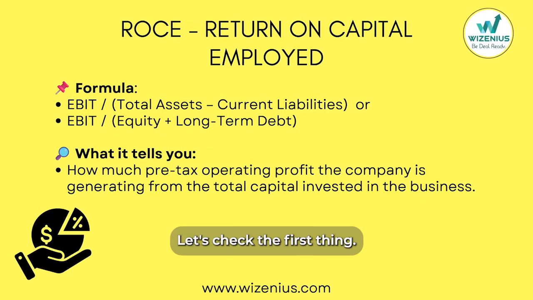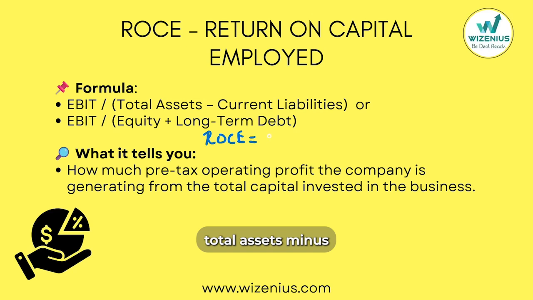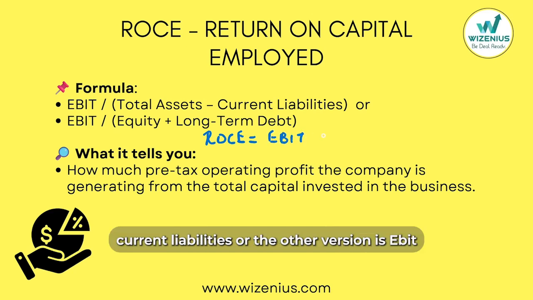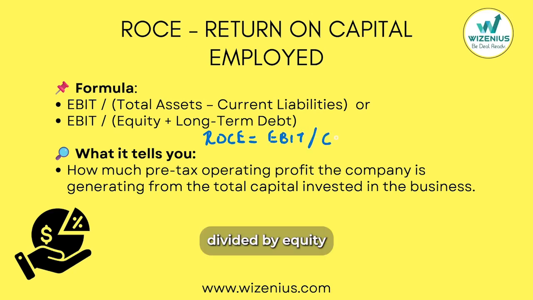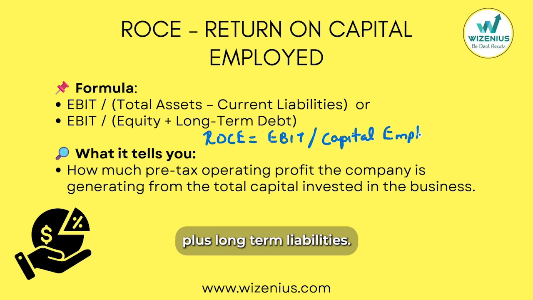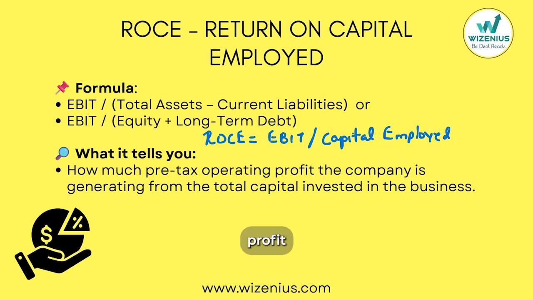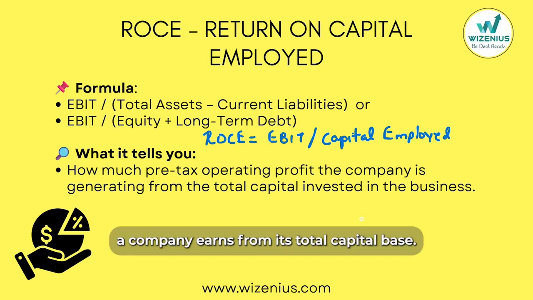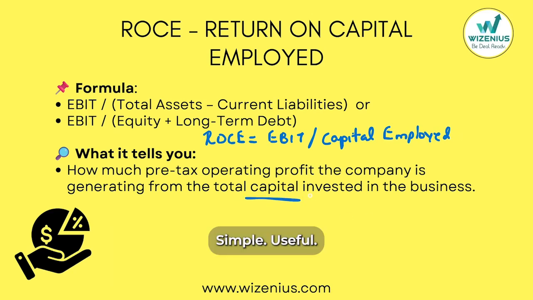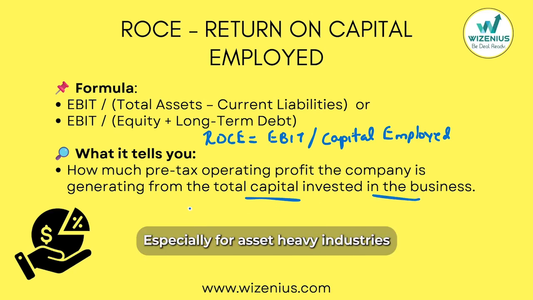Moving on, let's check the first thing, the return on capital employed. Start with the ROCE. The formula is EBIT upon total assets minus current liabilities, or the other version is EBIT divided by equity plus long term liabilities. It tells you how much operating profit a company earns from its total capital base. Simple, useful, especially for asset heavy industries like manufacturing or infrastructure.